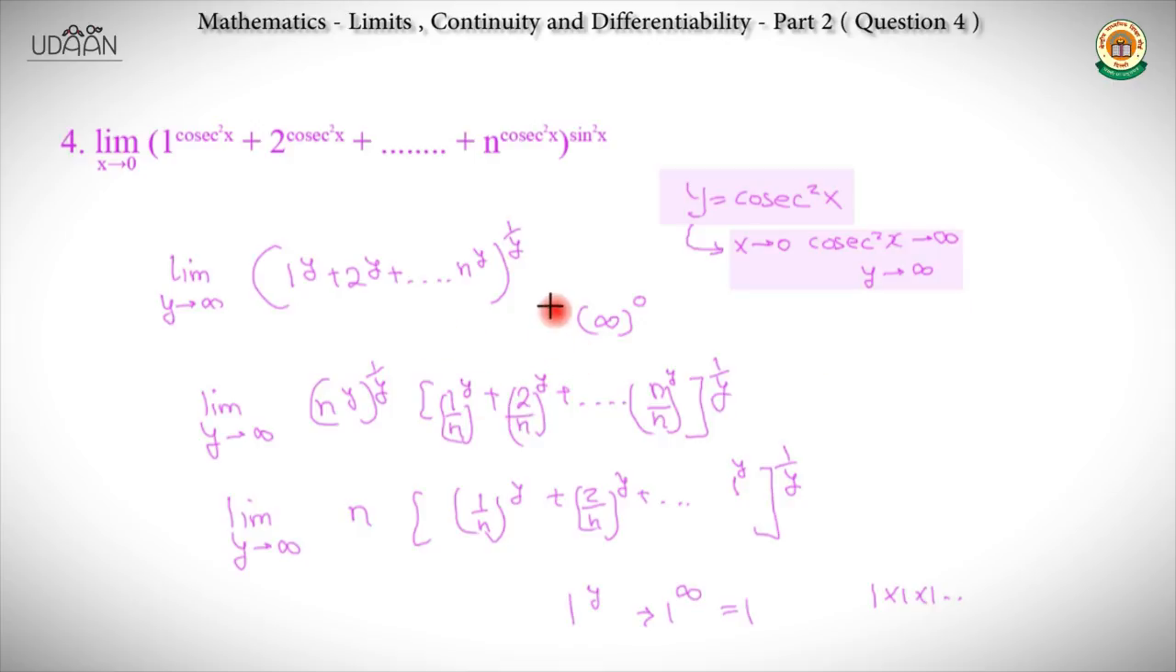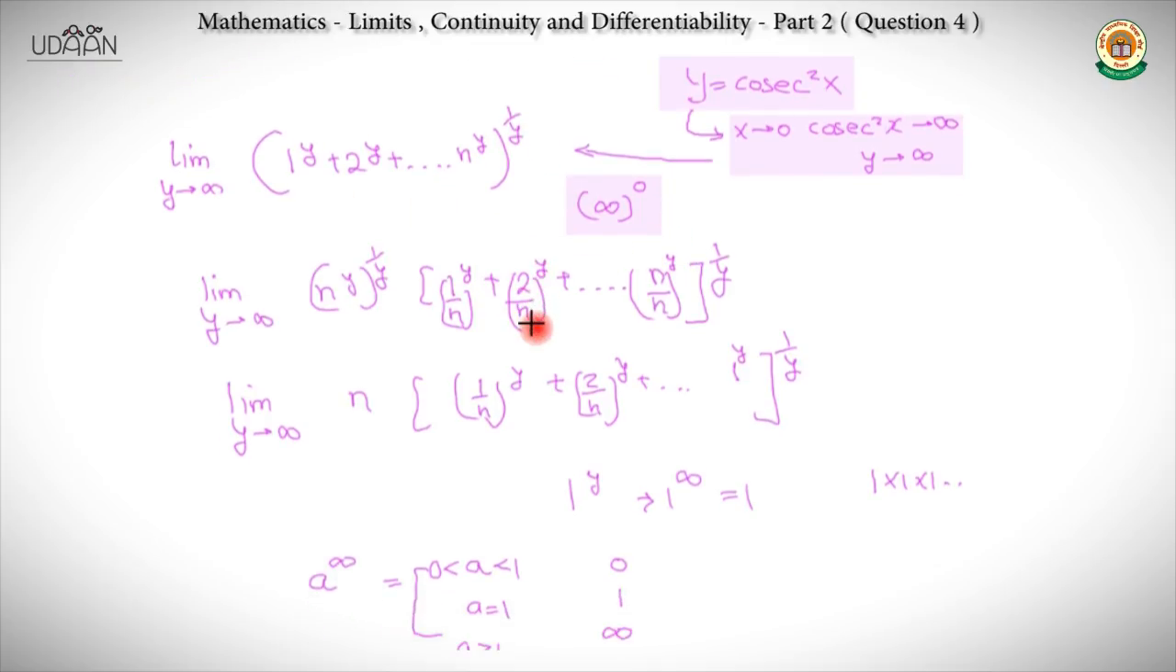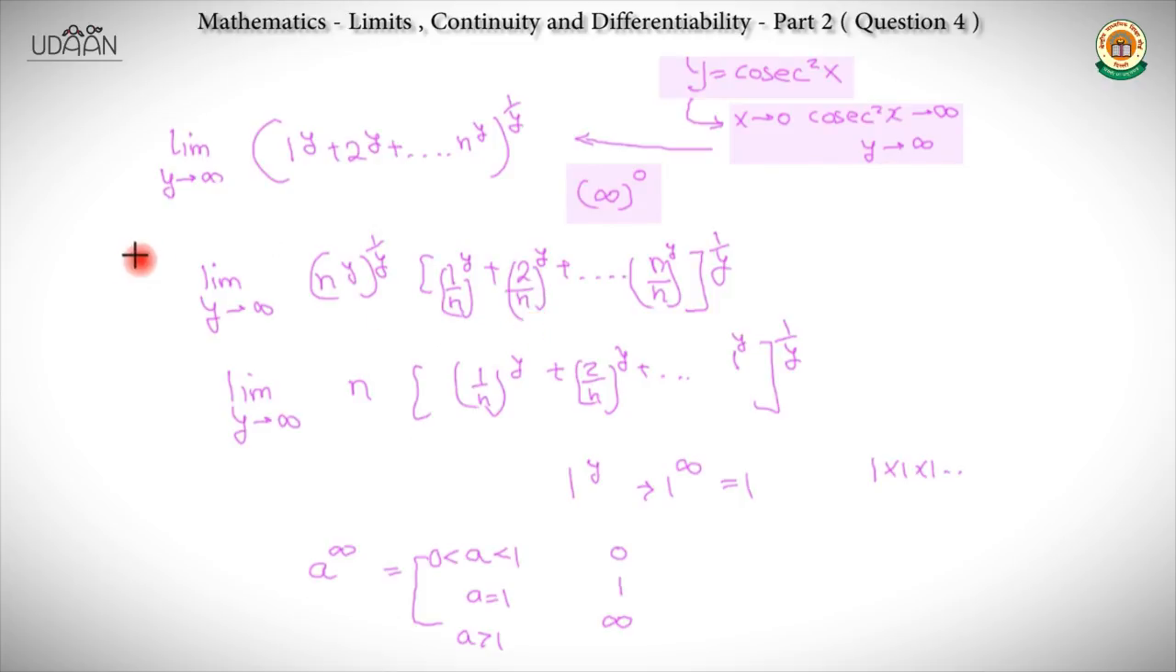Applying these changes in the question, we are left with limit y tends to infinity, (1 raised to y plus 2 raised to y, so on till n raised to y) whole raised to 1 by y. Now when we apply the limit, this question becomes infinity raised to 0 format. It's an indeterminate format. True. Now moving into the next step, we'll take n outside the bracket.